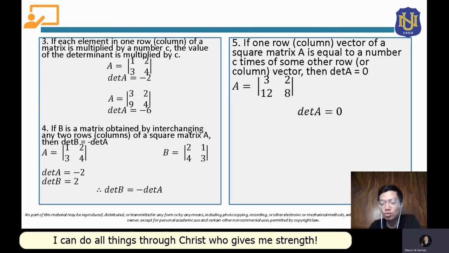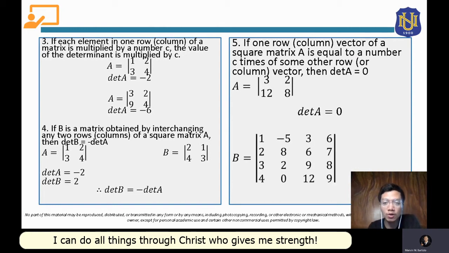It will be applicable in any size or order of matrix, no? So it can be applicable even to higher order matrices, so this property can also be useful, let's say here for a 4 by 4 matrix. We haven't discussed yet how to solve the determinant of 4 by 4 matrices, right? We cannot apply the basket method for a 4 by 4 matrix. Just so you know, we will discuss how to solve the determinants of 4 by 4 matrices in our succeeding discussions.